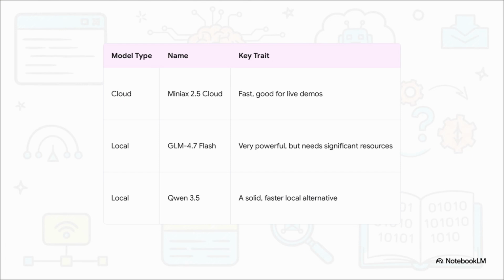And here's where it gets even cooler. You actually get to choose the brain that powers Pi. You can use a super fast model from the cloud if you need quick results for a demo. Or, and this is my favorite part, you can run a really powerful model like GLM4 or Qwen 2 completely on your own computer for total privacy. You pick the engine that fits what you're doing.